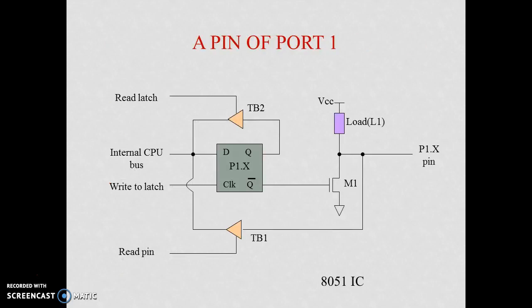See, this is port 1. This is the D latch. These are the tri-state buffers 1 and 2, controlled by read pin and read latch. This transistor is connected to the Q bar pin of this D latch. As already stated, this is port 1.0, and this is the load register which is internally connected. This is our pull-up resistance. Here the write to latch corresponds to the clock signal, and data is available.